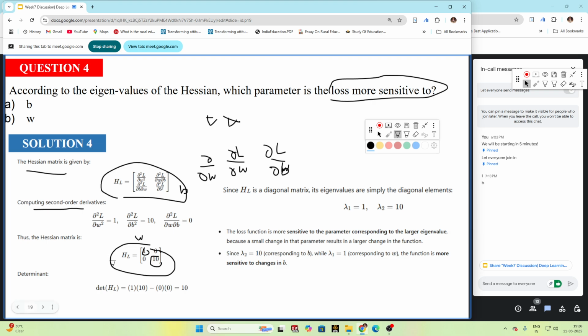So in this Hessian matrix we can clearly see that the W parameter is associated with eigenvalue 1, and the B parameter is associated with eigenvalue 10. So that means B will be more sensitive to loss than W. So option A will be your correct answer. So this is the thing. Is it clear to all of you what we have done?